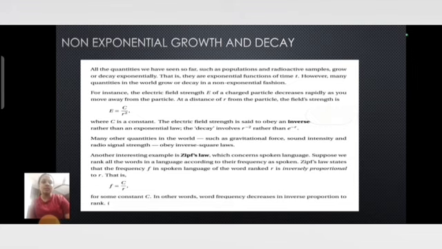The decay involves r to the power minus 2 rather than e to the power minus r. Many other quantities in the world, such as gravitational force, sound intensity, and radio signal strength, obey inverse square laws. Another interesting example is Zipf's law, which concerns spoken language. Suppose we rank all the words in a language according to their frequency as spoken. Zipf's law states that the frequency f in spoken language of the word ranked r is inversely proportional to r, that is, f is equal to c by r for some constant c. In other words, word frequency decreases in inverse proportion to rank.